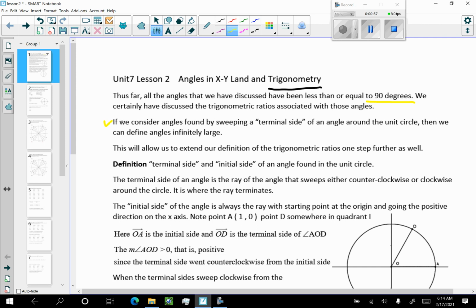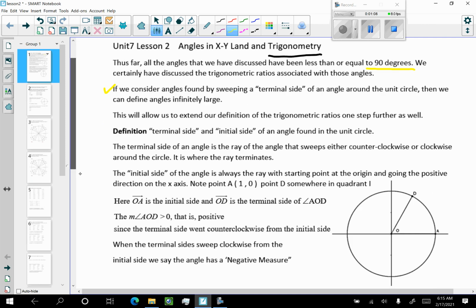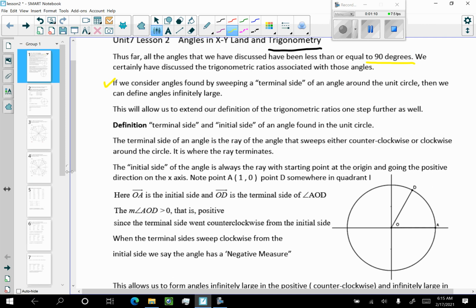If we consider angles found by sweeping a terminal side of an angle around the unit circle, then we can define angles infinitely large. Now, we did look at the unit circle earlier, but we did continue to constrict our angles to less than 90. Well, guess what we're going to do? We're going to take our angles one step further and then take our definitions of trigonometric ratios one step further.